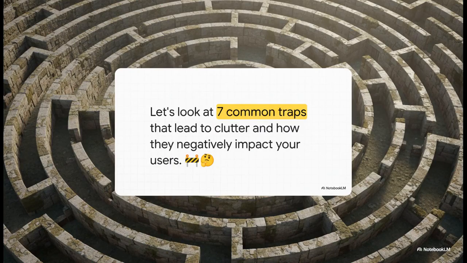All right, let's get into the weeds a bit. We're going to look at some of the most common traps designers fall into that create all this clutter. Because honestly, sometimes the best way to learn what to do is to first understand what not to do.